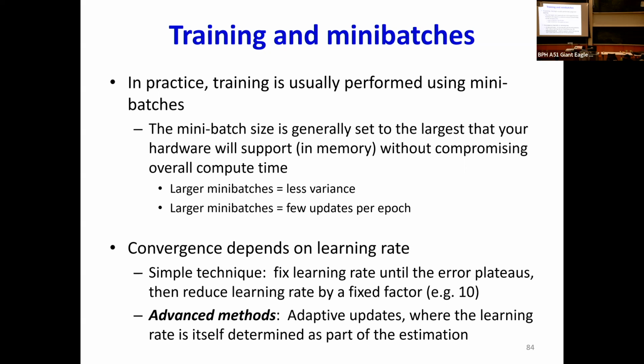Larger mini batches also mean fewer updates per epoch. That is also an issue. The convergence depends on the learning rate, so you want it to follow the two properties that we mentioned.